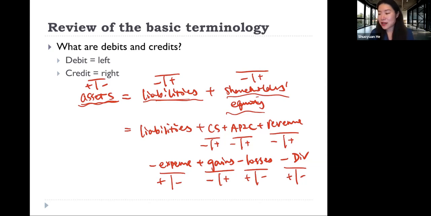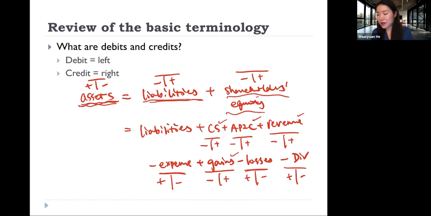And then left means debit, right means credit. So for all of the asset accounts, expense, losses, and dividend, an increase we debit it, and a decrease we credit it. And for all of the other accounts, liabilities, common stock, additional paid-in capital, revenue, and gains, an increase in those accounts, we credit it, and a decrease in those accounts, we debit it.